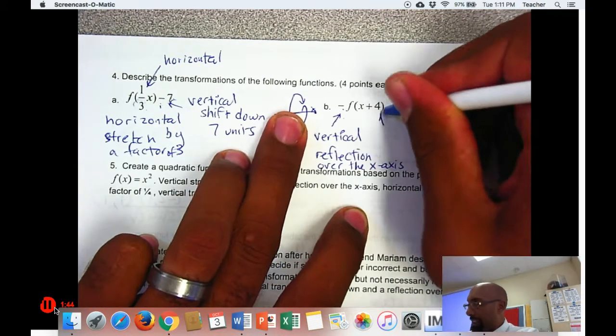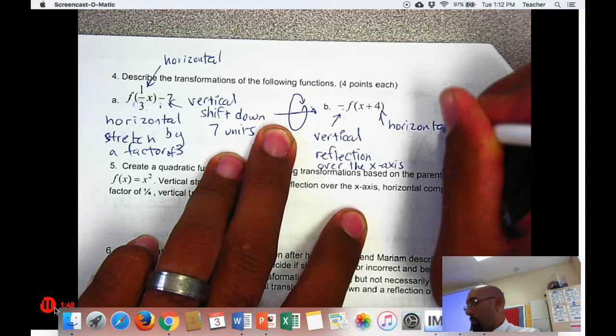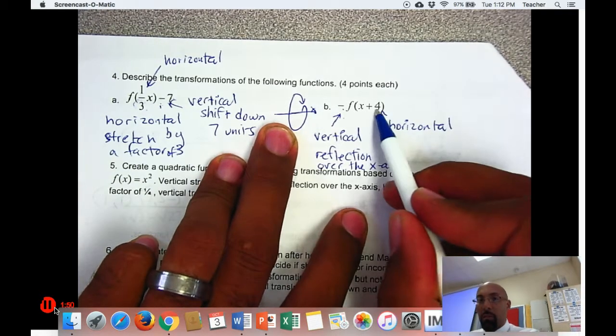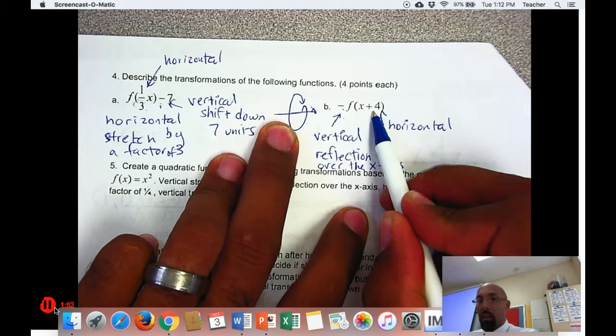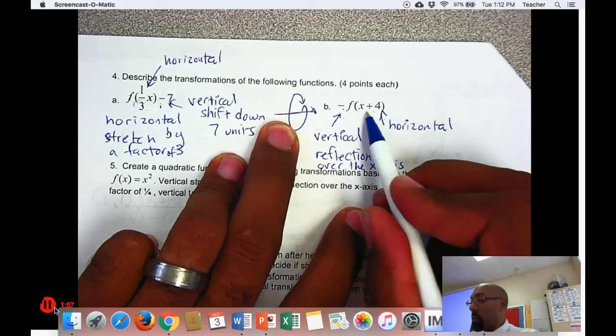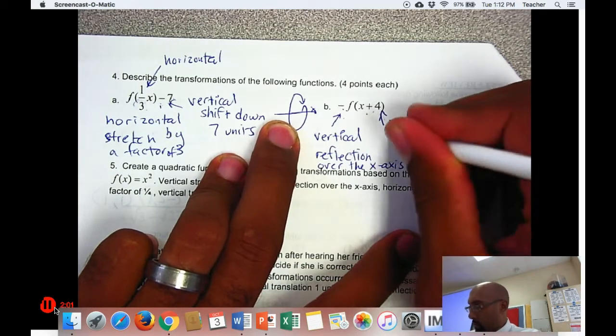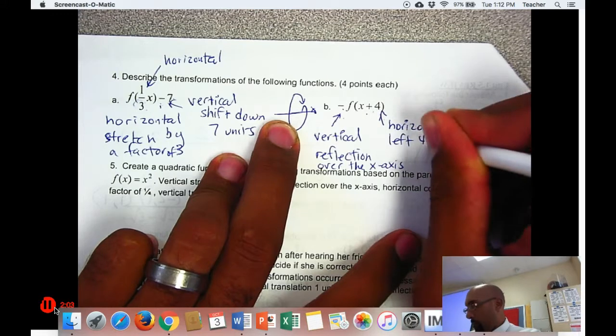Okay, and then on the inside, that's a horizontal, remember. And remember, x is lying to you, and that means it's not going in the negative direction to the left. It's not going in the positive direction to the right. It's going to the left. 4. Horizontal left, 4 units.